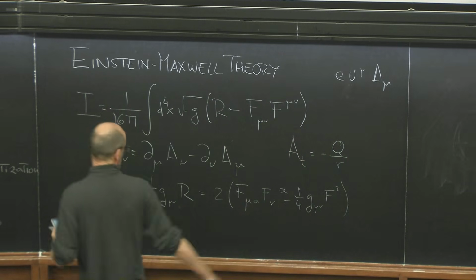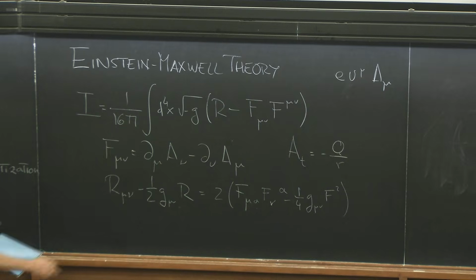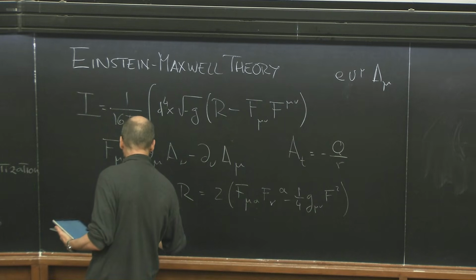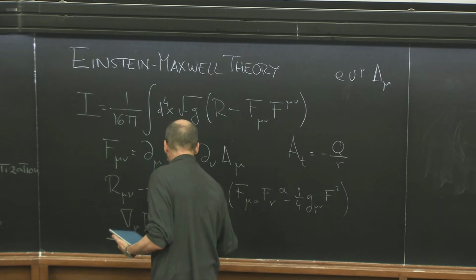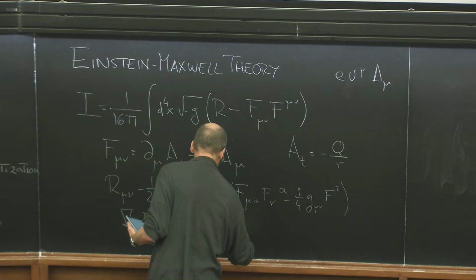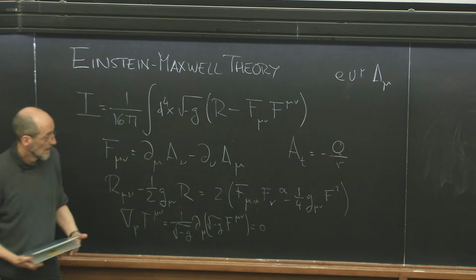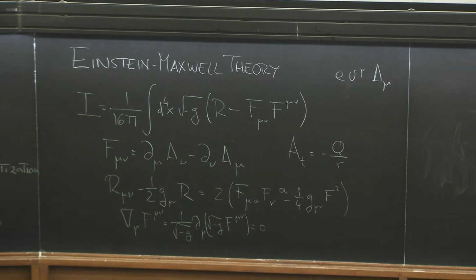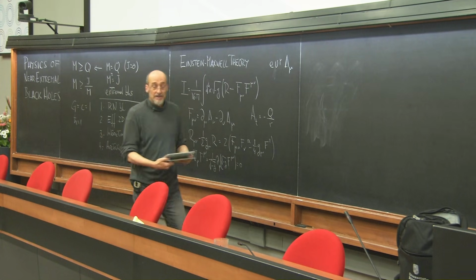This is the Einstein equation. This is the stress tensor for the electromagnetic field. You have the Einstein equation, then you have the Maxwell equation. Okay. I don't have any sources here. So we want to analyze these equations and find a solution.